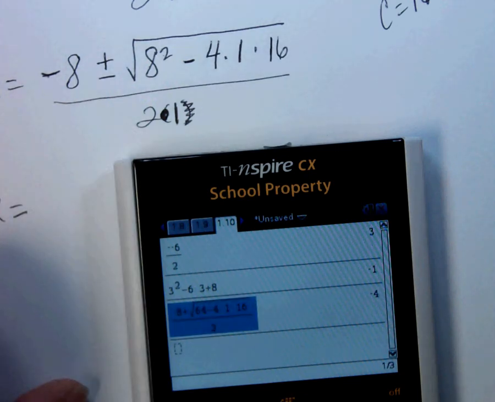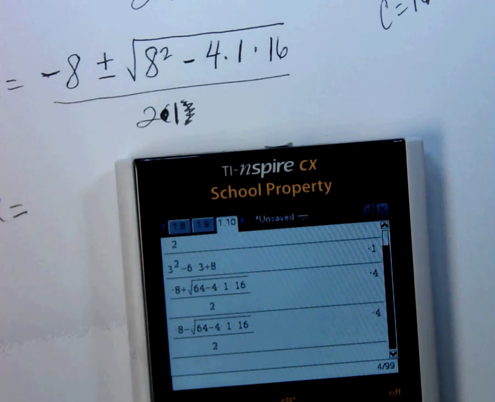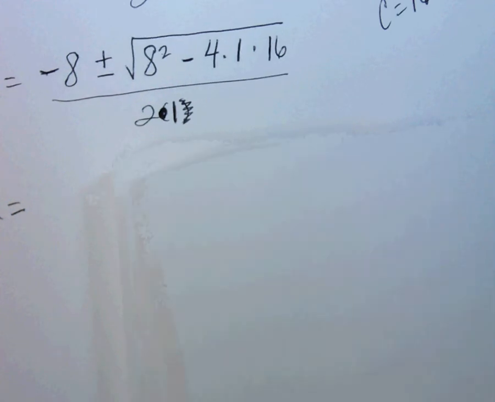So then arrow up, highlight it, bring it down, change it to a minus sign. Make sure you use the minus and not the negative. And then we also get negative 4. So we did it right.